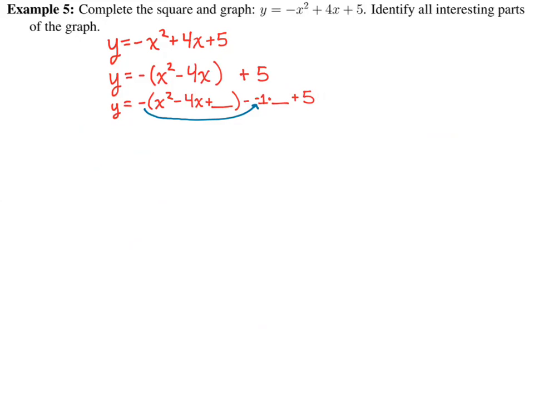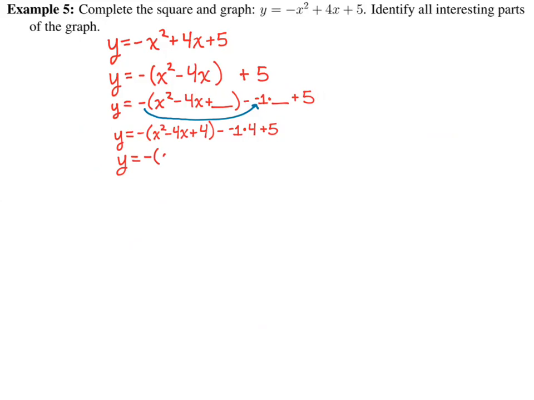So let's go back and look in the parentheses. We have a minus 4. So half of that is 2. When you square that, it makes 4. So x squared minus 4x plus 4. That's the magic. Which means then the missing number over there is also 4.